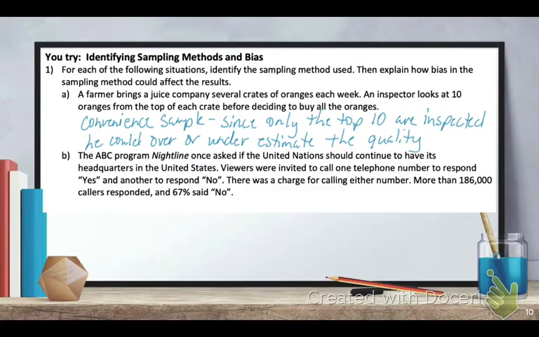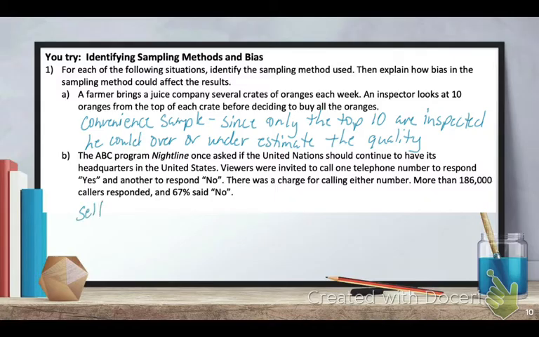Let's look at B. The ABC program Nightline once asked if the United Nations should continue to have its headquarters in the United States. Viewers were invited to call a telephone number to respond yes and another to respond no. There was a charge for calling either number. More than 186,000 callers responded, and 67% of them said no.